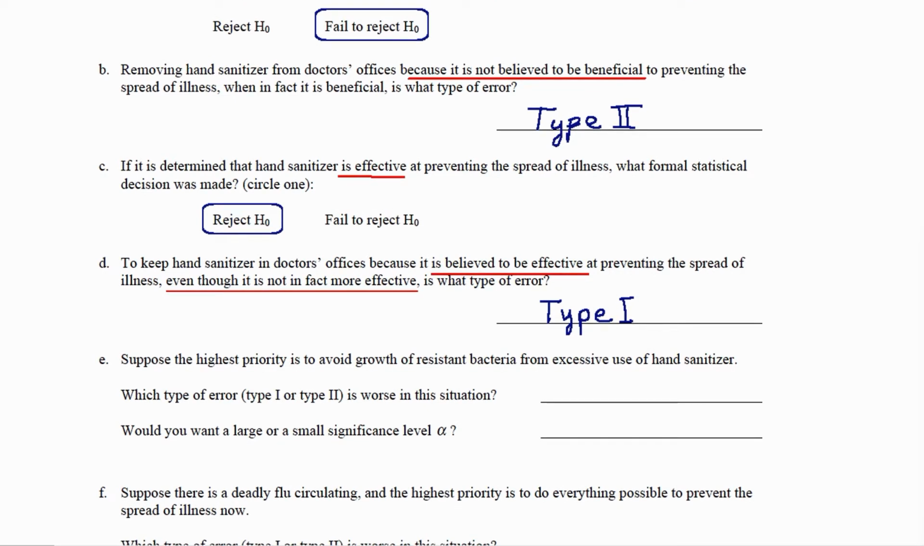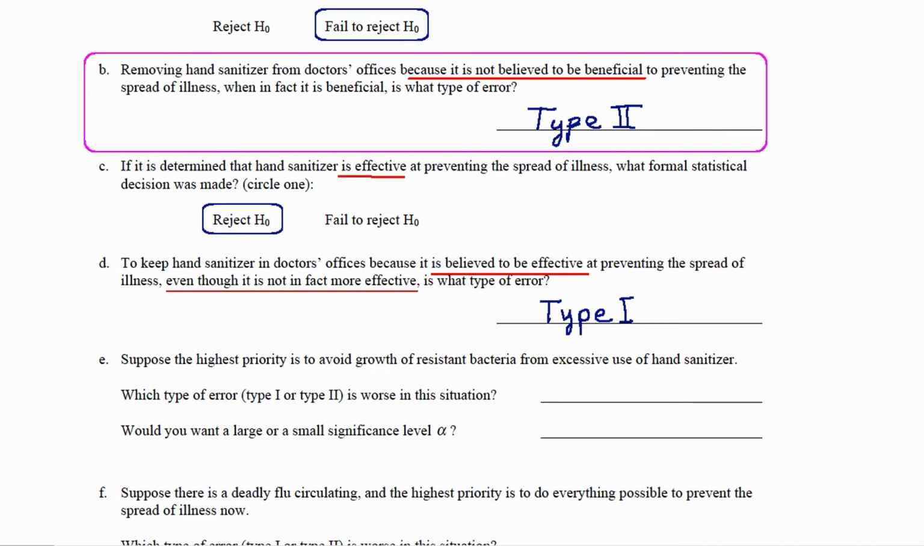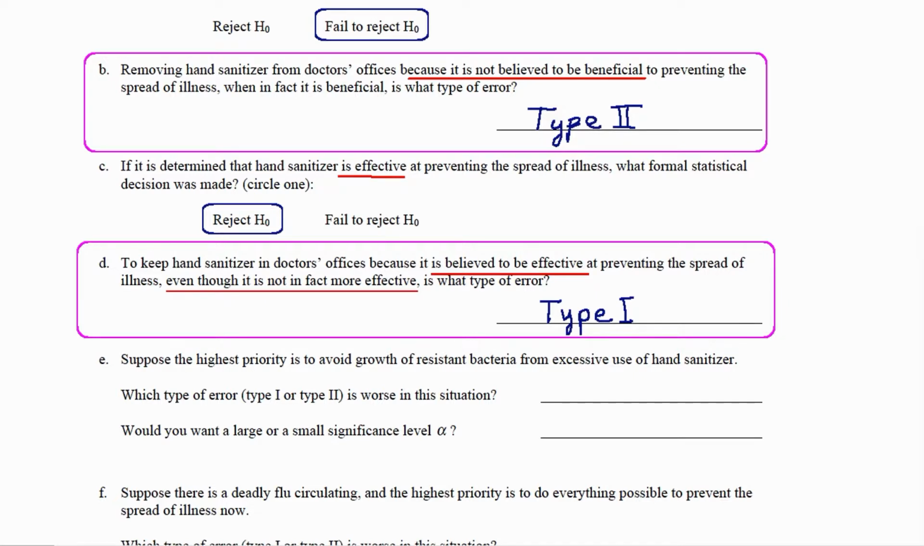Okay, so again, here we have our type 2 error described, and we have our type 1 error described. We're going to refer to those when we go into the question of whether alpha, our significance level, should be large or small. If the highest priority is to avoid growth of resistant bacteria from excessive use of hand sanitizer, that means we want to avoid a type 1 error where we believe it's effective when in fact it's not, right? We want to make sure, or make fairly certain, that we don't. We're trying to avoid a type 1 error in this case, as we just described it above. To avoid a type 1 error, we want to make it more difficult to reject, and therefore we always go with a smaller alpha if we want to make it more difficult to reject the null hypothesis.